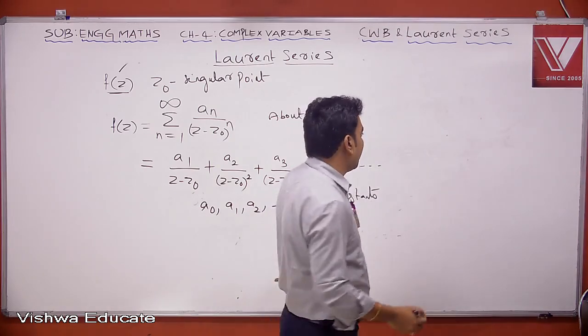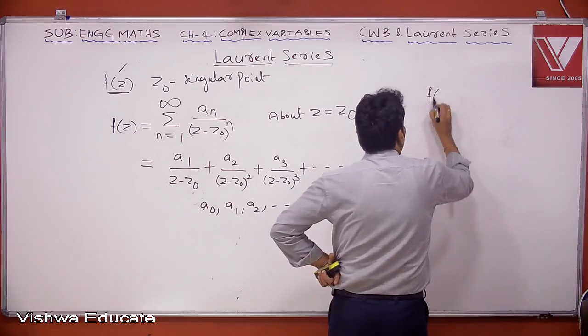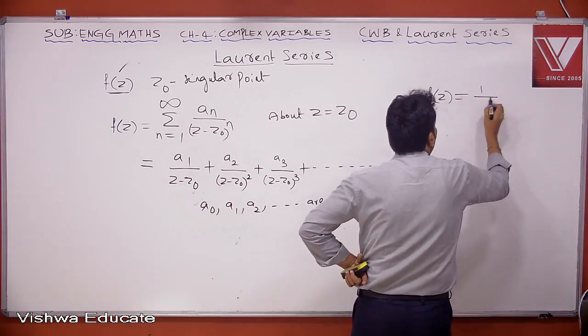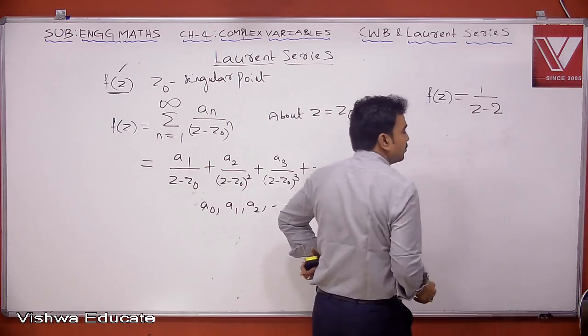Let me tell you one example. Suppose I have a function f of z equal to, for example, 1 by z minus 2.